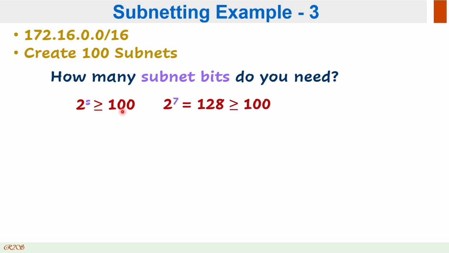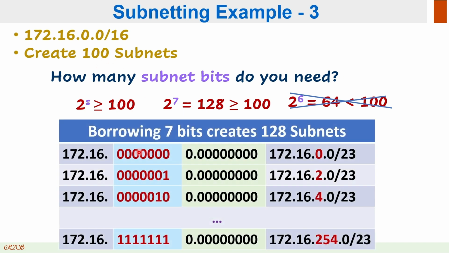If we find 2 to the power 7, which is 128, and 128 is greater than 100, and 2 to the power 6, which is 64, is less than 100. So we cannot use 6 bits, right? So we have to borrow 7 bits to get 100 subnets.